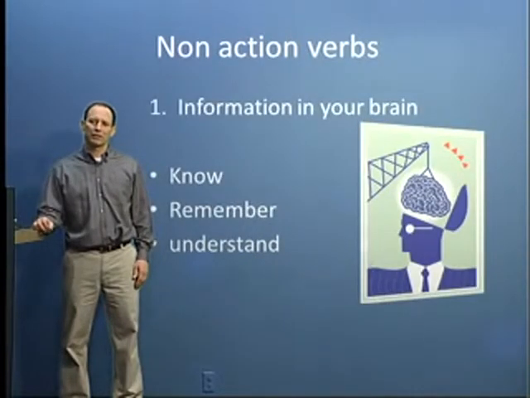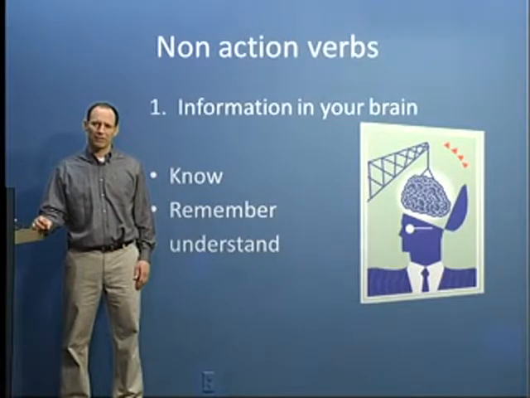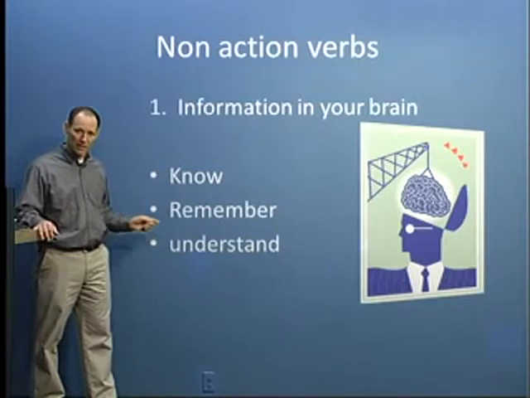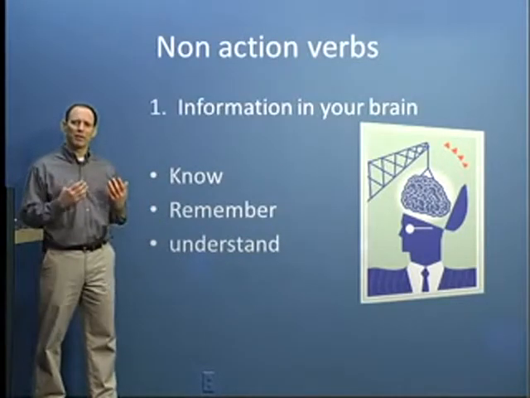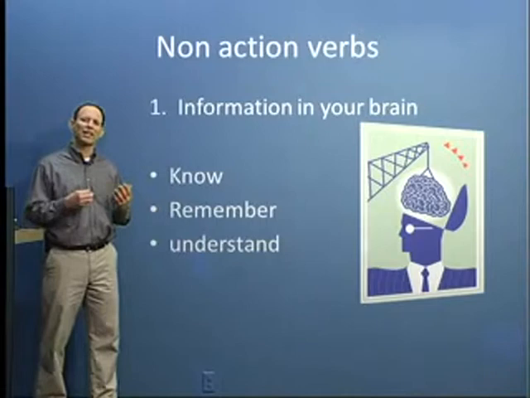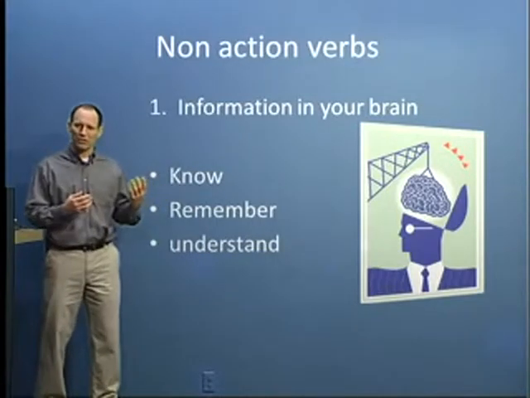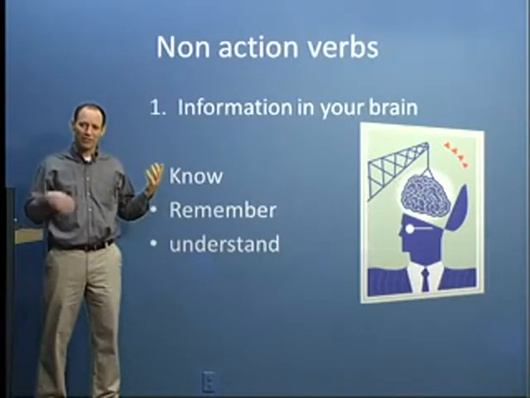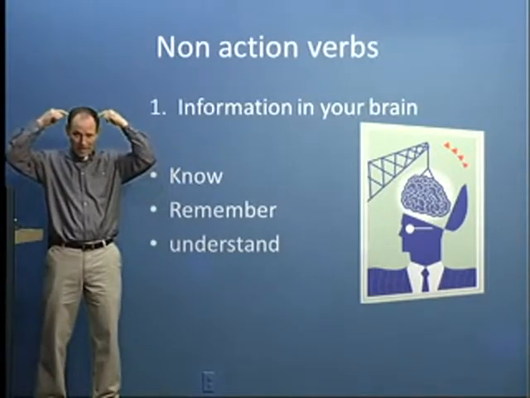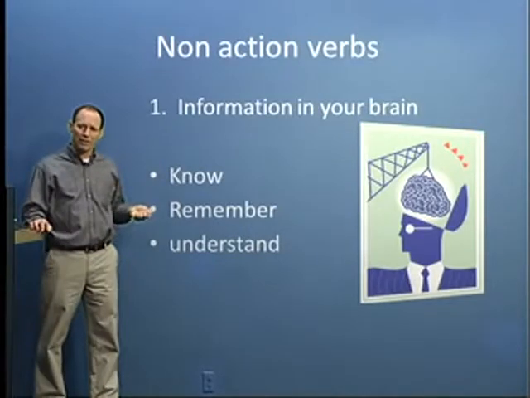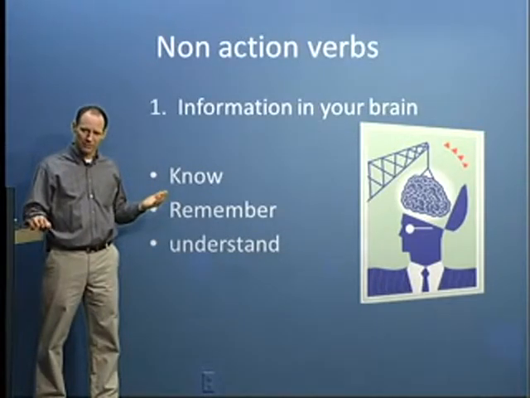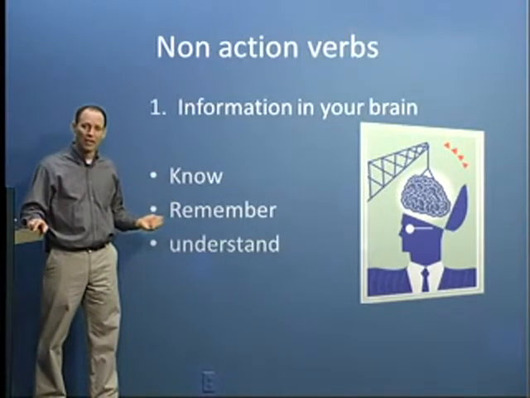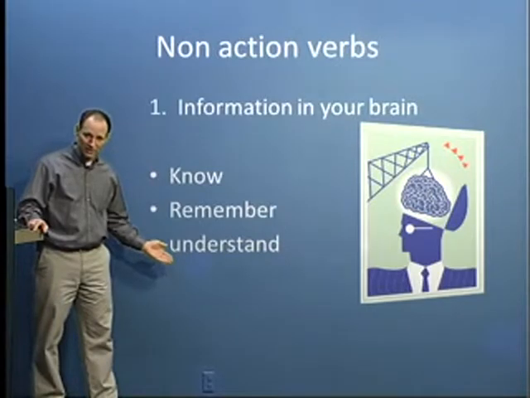So let's talk about some non-action verbs that we see. We've already talked about know and understand. Another one is remember. And what makes these non-action verbs is there's not really an action involved with them. It's just describing what's inside your brain. So if I know the answer, there's no action involved. It happens to be in there. So we would not use those in the progressive. We would only use present simple. I know the answer. I remember your name. I understand English.